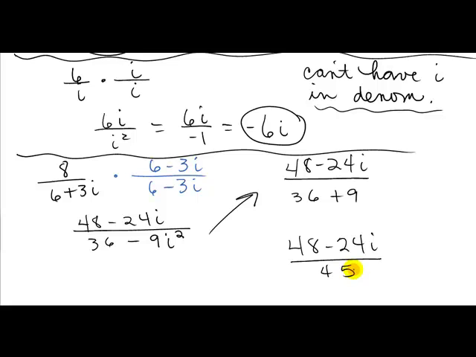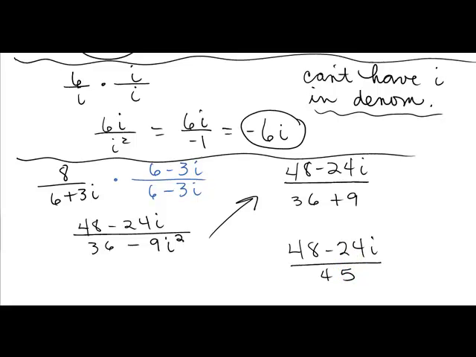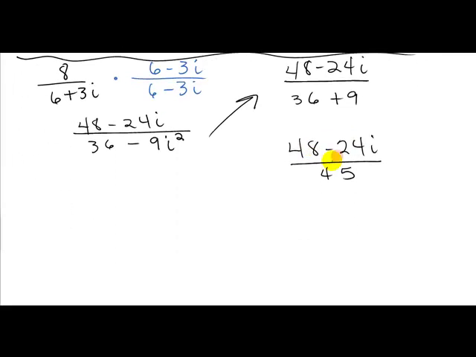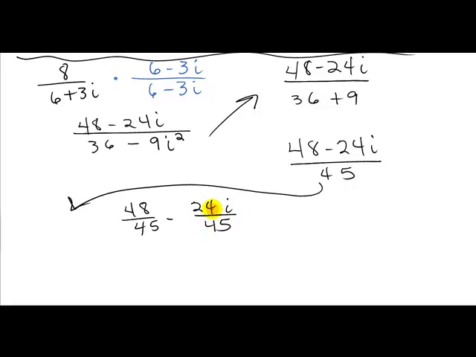Now remember, we always want to simplify if we can. And so remember what I told you earlier in another video. When we have 3 terms here, all 3 have to be divisible by the same number. So if we look at these 3, all of them can be divided by 3. But let's not do that now. Let's write it as a complex number. So 48 over 45 minus 24i over 45. Now let's divide. Here we're going to divide by 3. And here we're also dividing by 3. And so this is our answer.